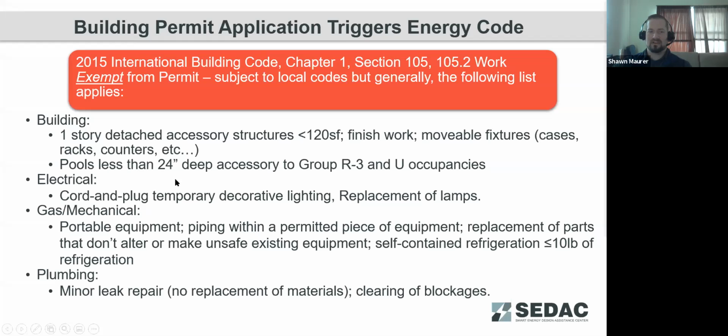But this does vary slightly from location to location with different municipalities. So this may not be a comprehensive list for your local area. Please contact your local building office to make sure about any project that you're starting, whether it requires a permit or not.